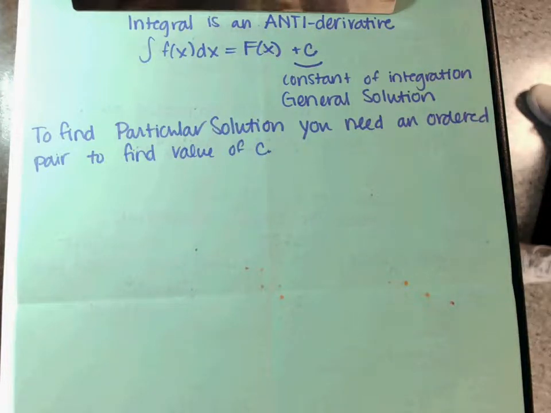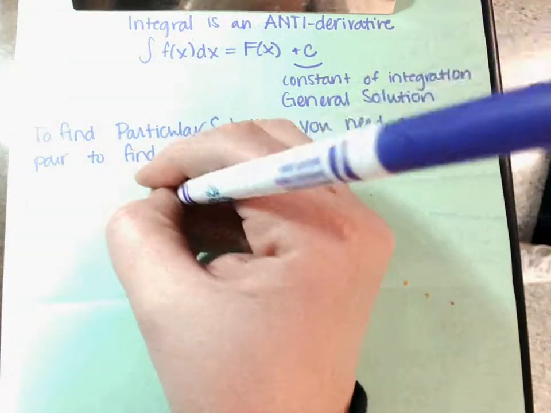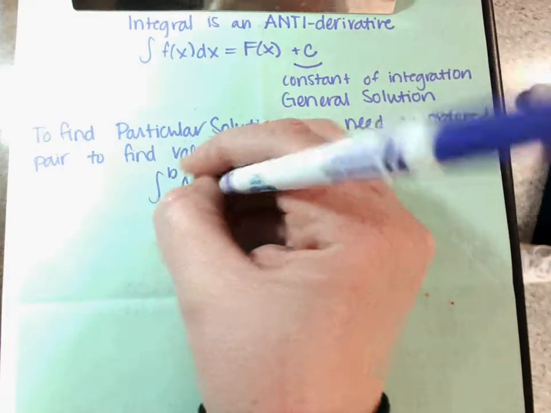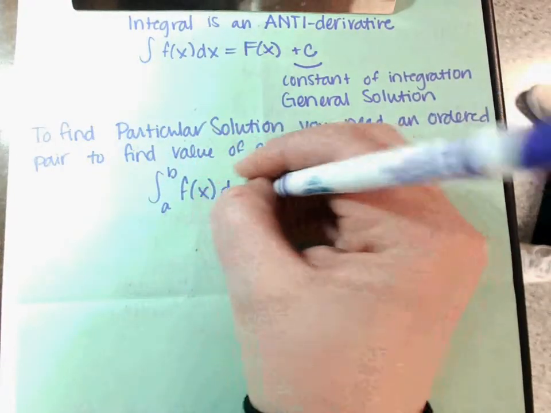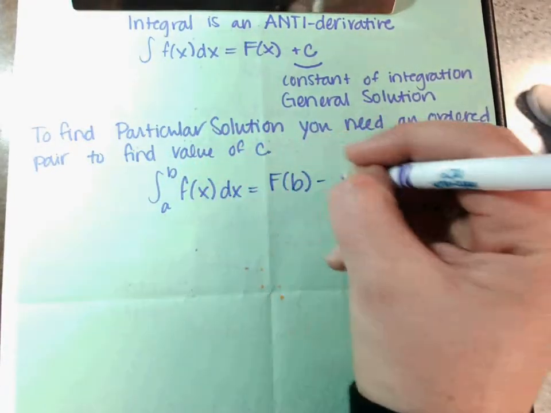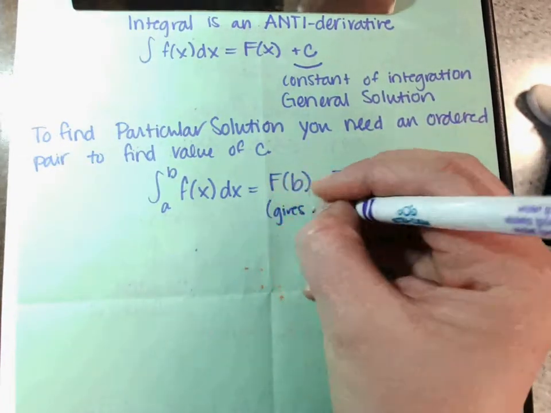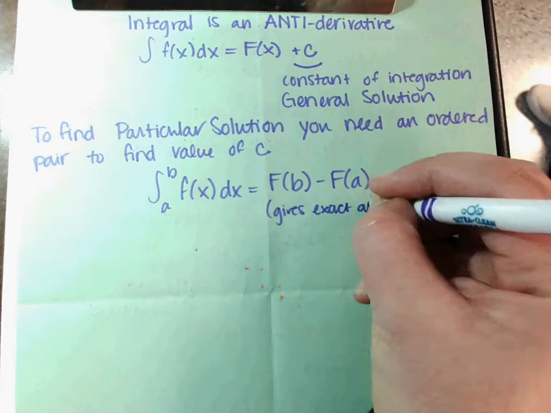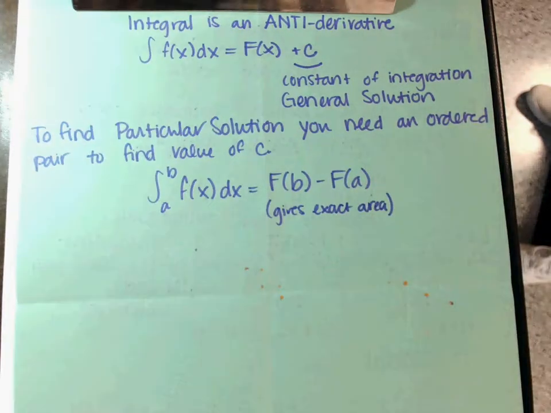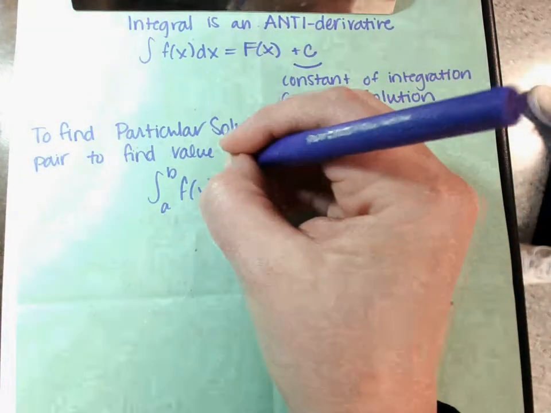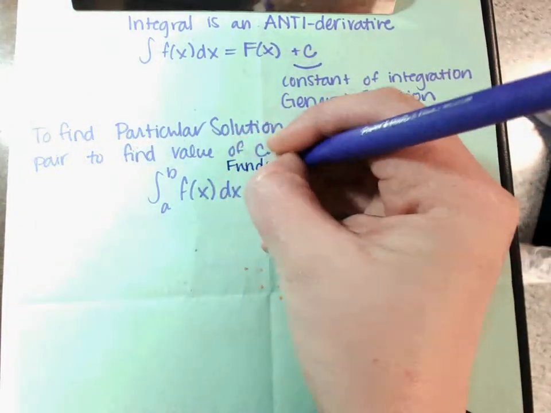Remember that the integral from little a to b of f of x is capital F of b minus capital F of a, and that gives the exact area. Do y'all remember what that's called? It was really fun. Fundamental theorem, remember? Okay. You don't have to really know the name, but it is called the fundamental theorem.